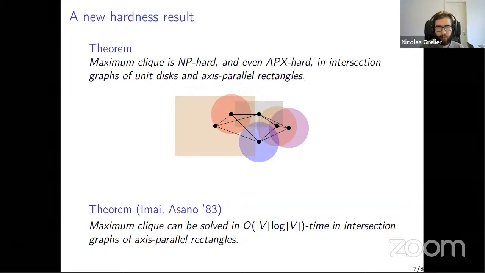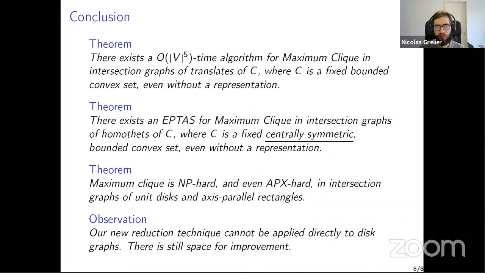So I'm not going to go into much more detail. We do a reduction from Max 3-SAT. Just as a conclusion, this is the theorem I've listed. Let me make this final observation: our reduction technique, if you look at the paper or listen to the longer talk, you will understand why it's more general than the techniques that were previously known, but it's still not enough to show NP-hardness for disk graphs. So there are still some things to improve.